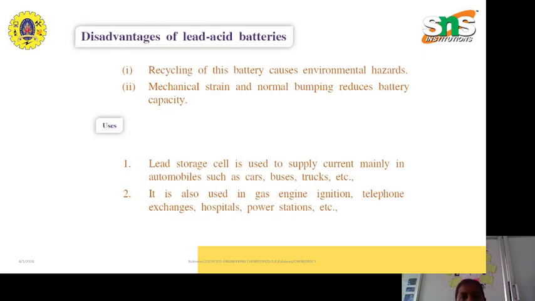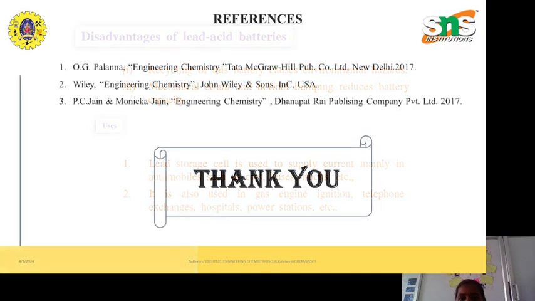Then disadvantages: recycling of this battery causes environmental hazards. Mechanical strain from pumping reduces battery capacity. This battery is used to supply current mainly in automobile parts, in gas engine ignition, and in telephone exchanges.